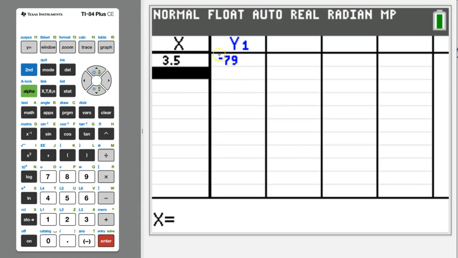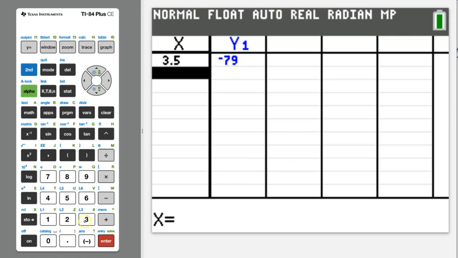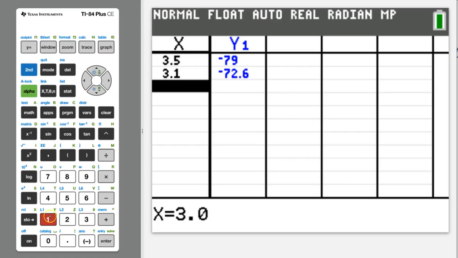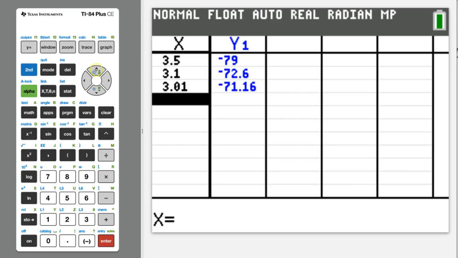And the slope, or the rate of change, is negative 79. That's the velocity for that particular secant line. And then we have 3.1. The velocity is negative 72.6. And we have 3.05. Oops, that was supposed to be 3.05. And the velocity is negative 71.8.